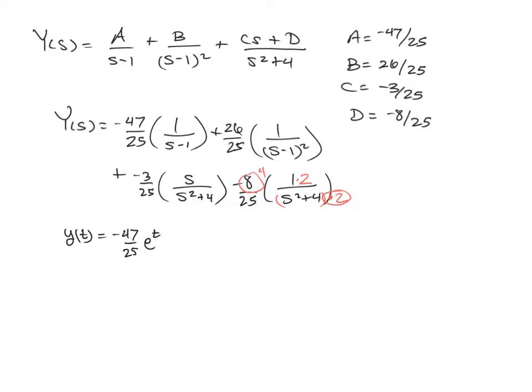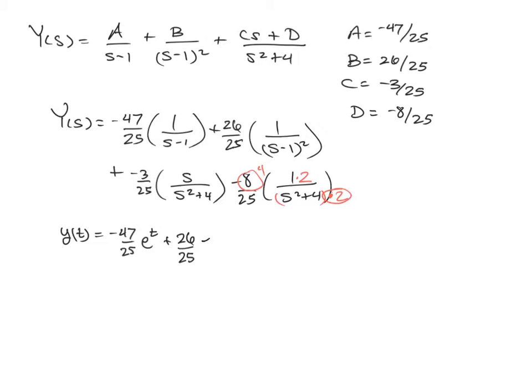So now taking our inverse, we're going to have y of t equal negative 47 over 25 e to the t. And then our second term is 26 over 25, and that is a shift from an exponential. So that's an e to the t times the inverse transform of s squared, which is t. So that is e to the t times t, or vice versa, t e to the t.